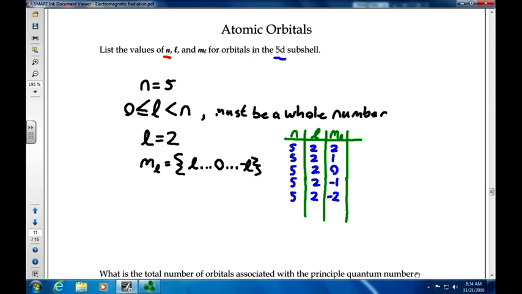We could also do M sub S theoretically, which would be the spin quantum number. All it would do is double the number of entries in our chart, where each entry would also have a plus 1/2 or a minus 1/2. But we are not asked to do that, so let's just skip that step.